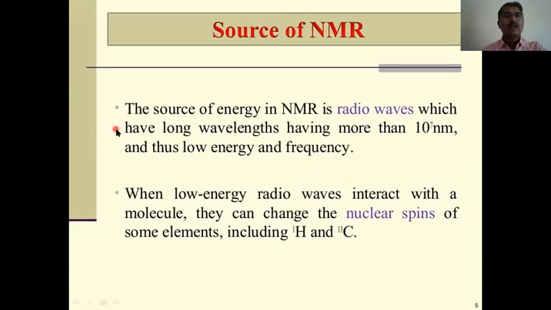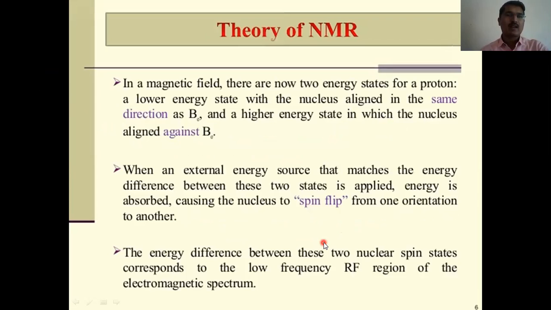Source of NMR. The source of energy in the NMR is radio waves, which have long wavelength, more than 10 raised to 7 nanometers, and thus low energy and frequency. When low energy radio waves interact with a molecule, they can change the nuclear spin of some elements, including H1 and C13.